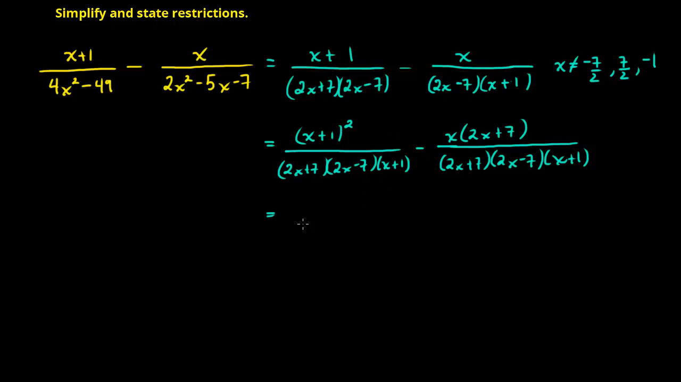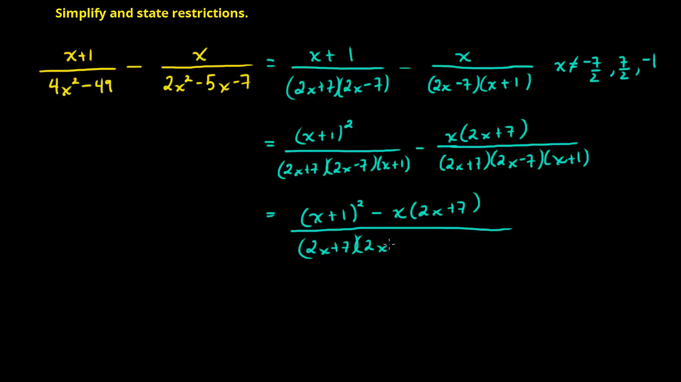I can go ahead and subtract their numerators. So I have (x + 1)² minus x times (2x + 7). I was just going to say that if you wanted to, you could have expanded (x + 1)² in the same step. And in the denominator, we have (2x + 7)(2x − 7)(x + 1).